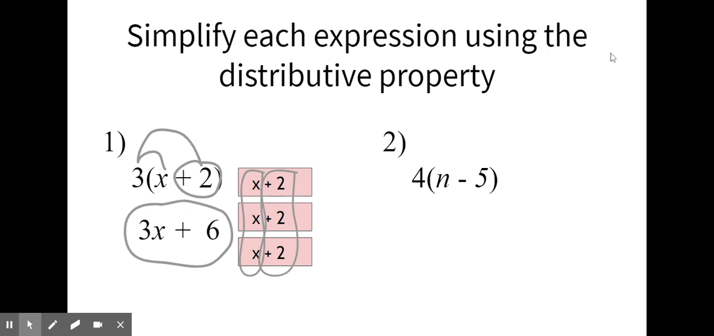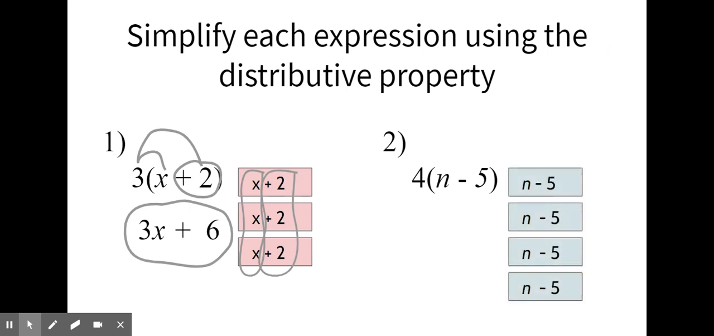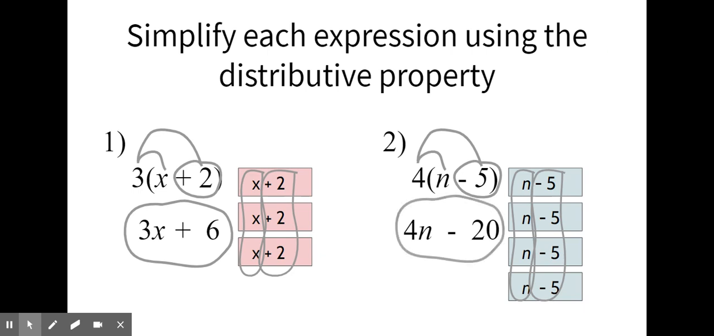4 times the quantity n minus 5, or I can think of this as 4 groups of n minus 5. So I'm going to put 4 groups of n minus 5 up here. Now to distribute, I'm going to take the 4 and multiply it by n, 4 groups of n. I'm going to circle that. So if I have 4 groups of n, I would have 4n. Now I'm going to take the 4 and I'm going to multiply it by the negative 5, 4 groups of negative 5. So if I circle 4 groups of negative 5, I would have negative 20. 4n minus 20 would be the simplified expression. I can't combine those two together because they are not like terms.